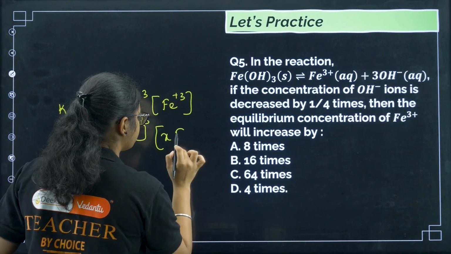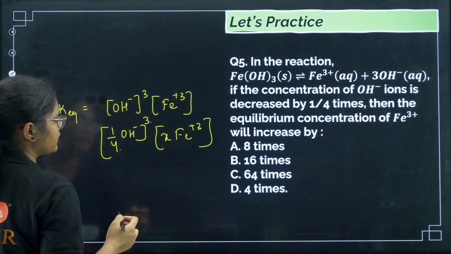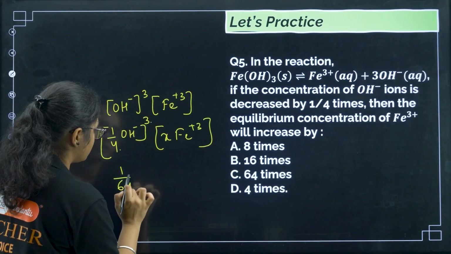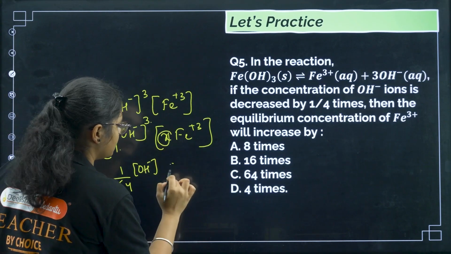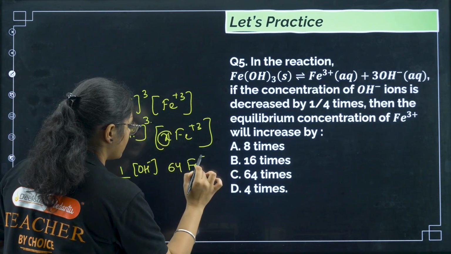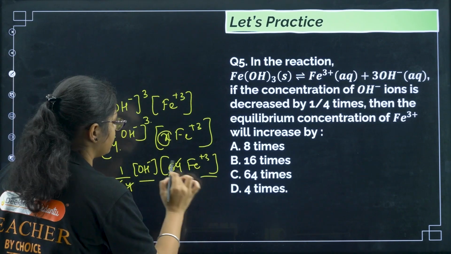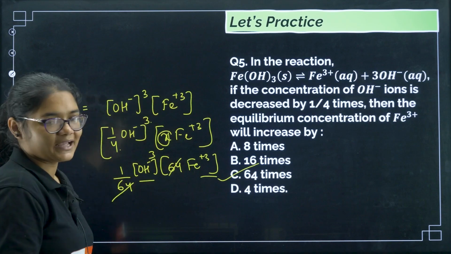If this one is decreasing, this must increase to keep K constant. So x times Fe3 plus will increase. Now it is 1/4 cubed, that means 4 fours are 16, 64 times, so 1/64 times of OH minus, and this one should be increased by 64 times, so that this 64 gets cancelled and we get the same value again. So it should be increased by 64 times.